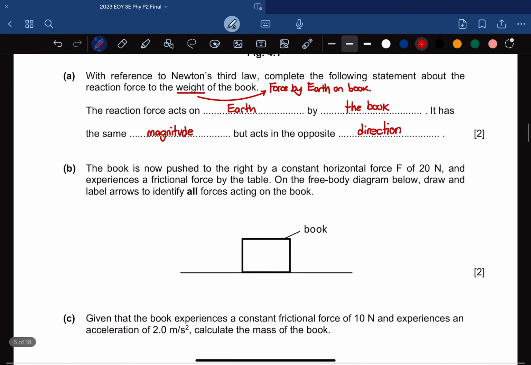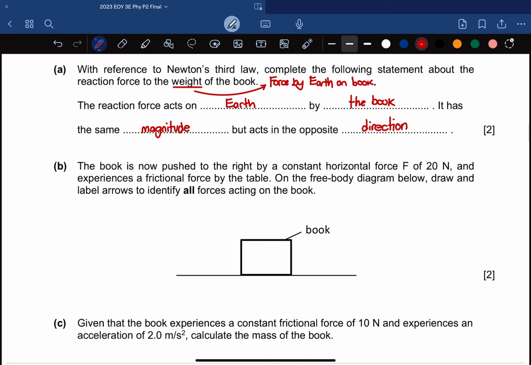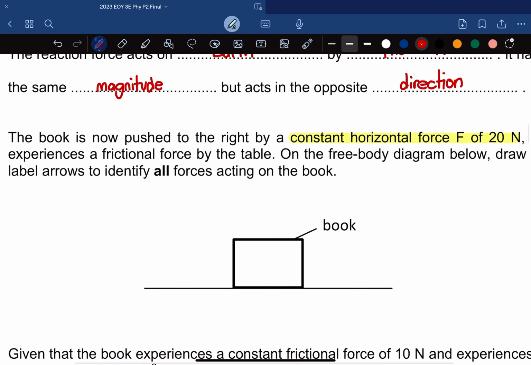We look at question 4b. The book is now pushed to the right by a constant horizontal force of 20 Newton and experiences a frictional force by the table. On the free body diagram below, draw and label arrows to identify all forces acting on the book. So we first read the first statement. The book is now pushed to the right by a constant horizontal force of 20 Newton. So the first force I can easily identify is that the book is being pushed to the right by a force of 20 Newton. I call this force F.